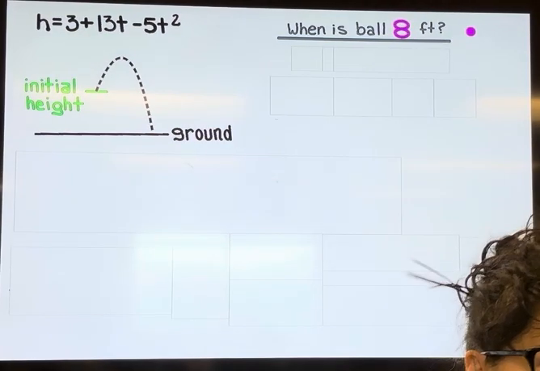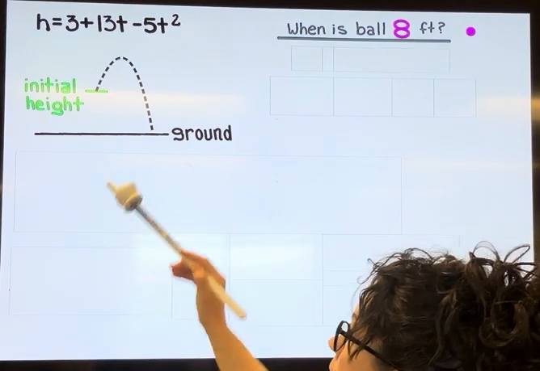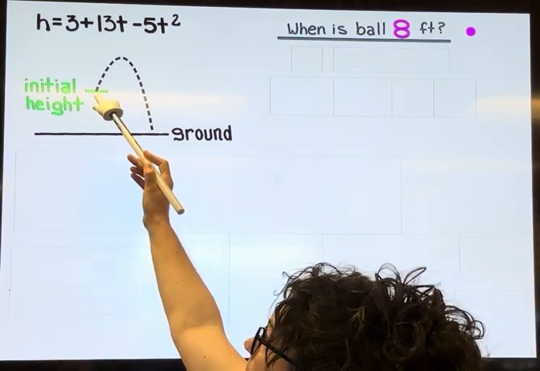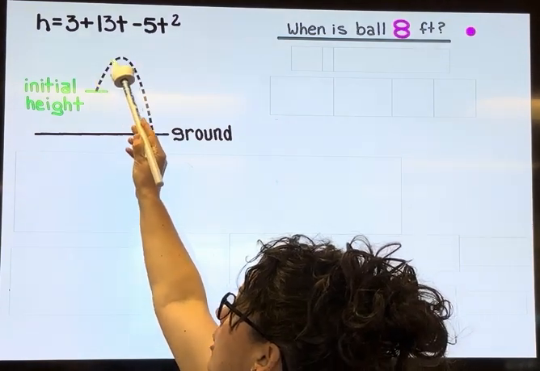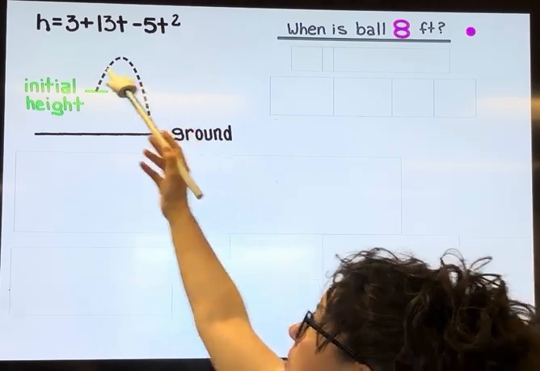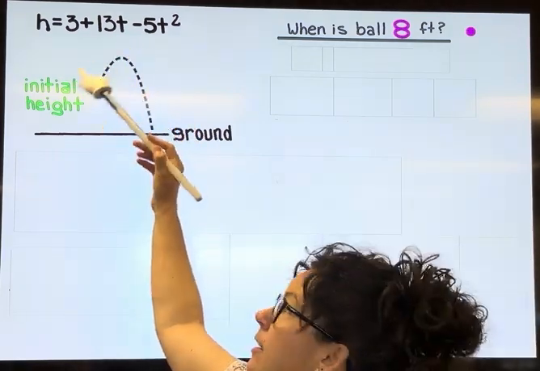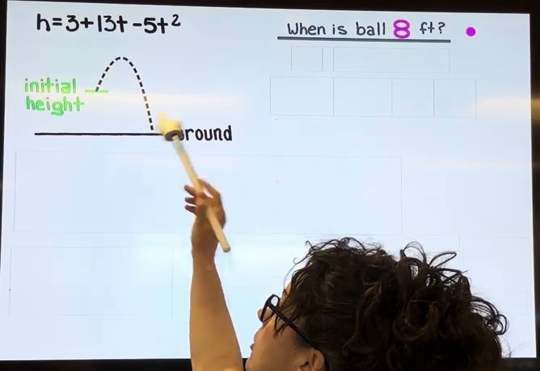We have an object that's going to be launched at various heights. So here's the initial height, if that's a platform, and then I launch something off of it, it goes up, it comes down, it hits the ground. And this is the equation representing this object being launched.